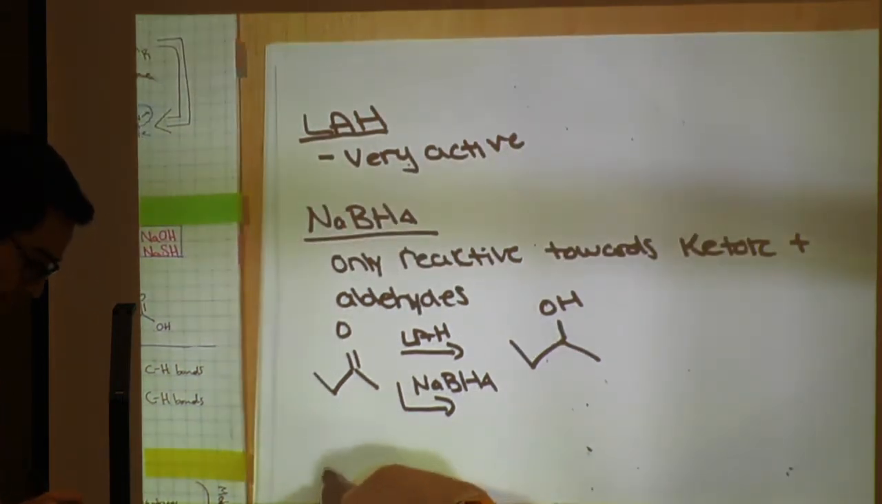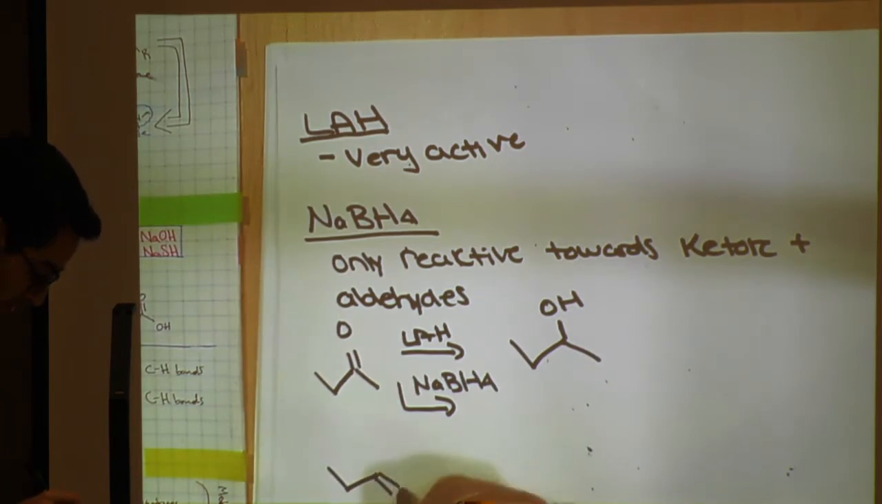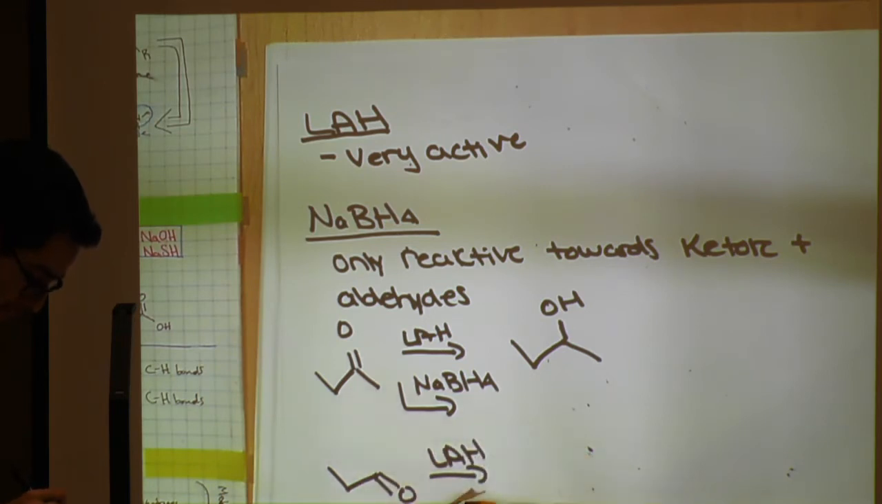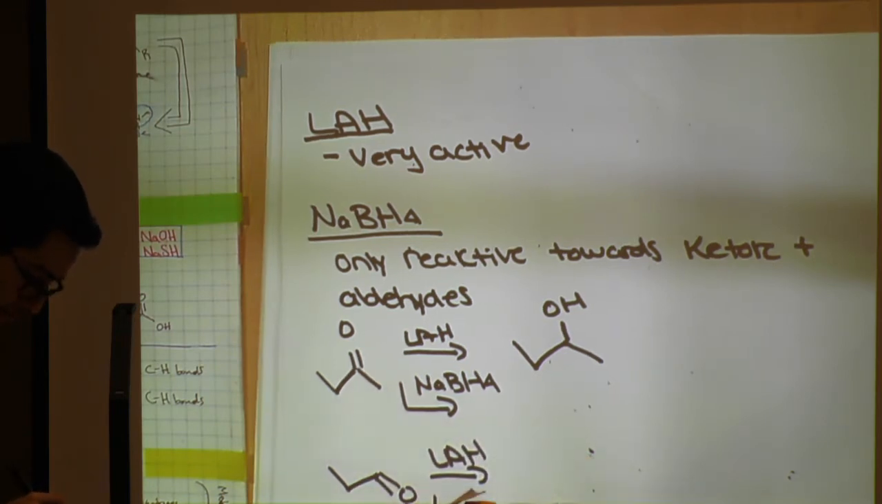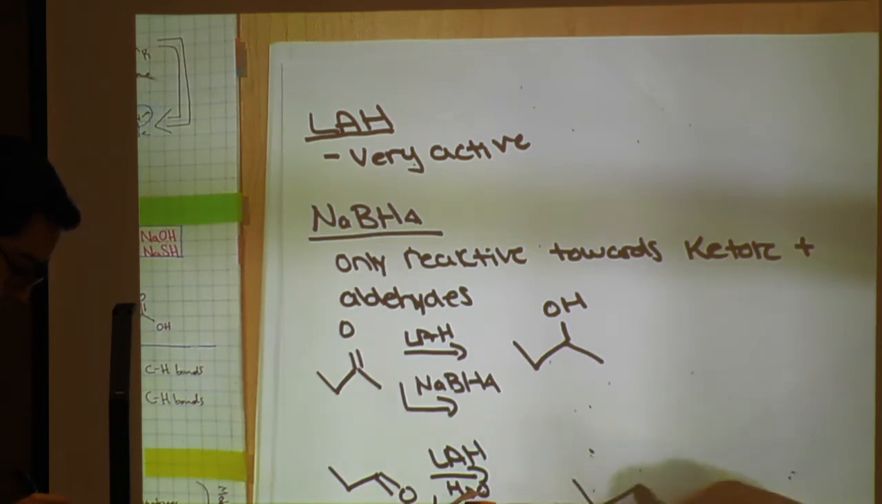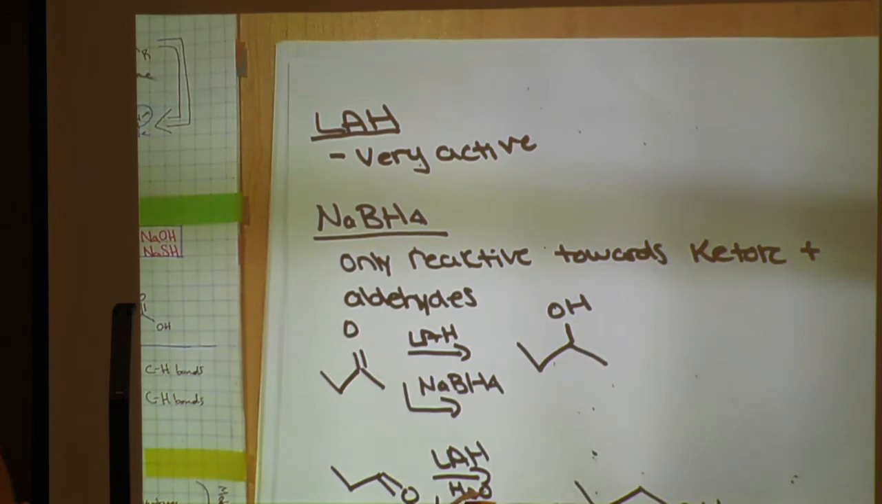And then again, if we look at our aldehyde, and we do LAH and NaBH4. And just a side note, LAH is usually paired with water, while NaBH4 is usually paired with methyl hydroxide. And you're going to get the same thing of that.